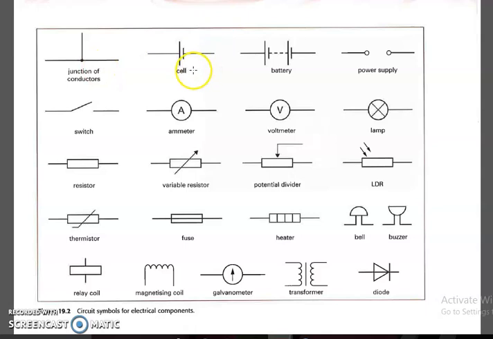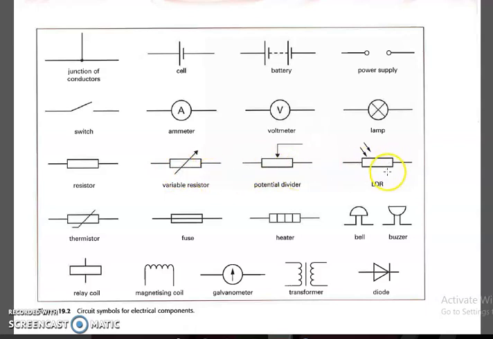This is a cell, this is a battery, power supply, switch, a meter, voltmeter, lamp, resistor, variable resistor. This will be new for you. A variable resistor is a resistor in which we can change the resistance. This will be a fixed resistance. Suppose it is 3 ohm, it means 3 ohm. In a variable resistance we can change its resistance. In a potential divider also we can change its voltage. Here we can change the resistance, here we can change the voltage.